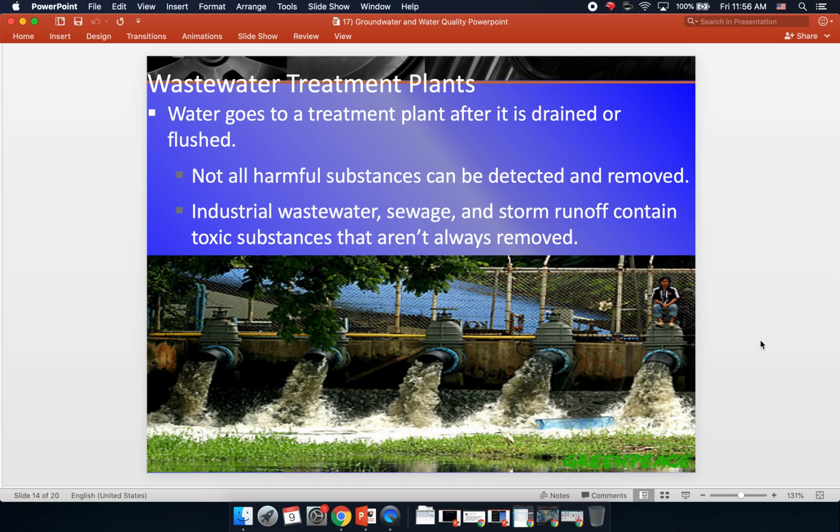And like I said, this could include very small sized pieces of plastic that are just too small to detect. Industrial wastewater, sewage, and storm runoff contain toxic substances that aren't always removed. So it's not always just plastic. It's other chemicals and materials as well. So this is just important to know. I mean, for the most part, the water we drink that comes from the wastewater treatment plants is, for the most part, safe in a lot of municipalities, but in some it's not so great.